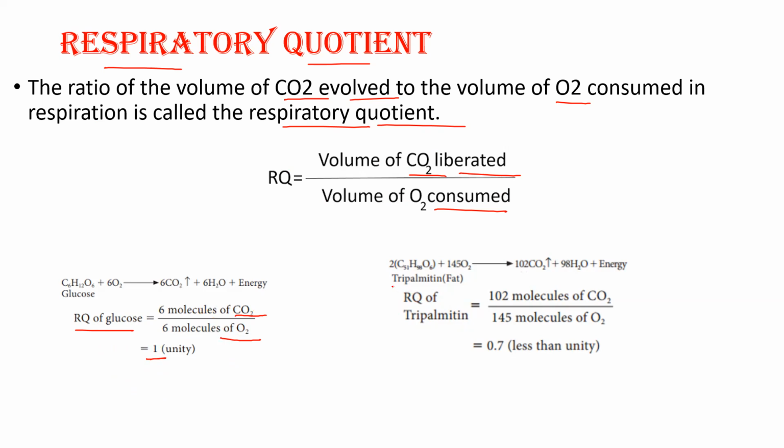If we talk about fat, here is the example given in NCERT, tripalmitin fat. Here 145 molecules of oxygen are used and only 102 molecules of CO2 are released. So it is 0.7 RQ. And protein RQ is less than 1. So which RQ is higher? Glucose. So glucose is the primary source of energy in our body.